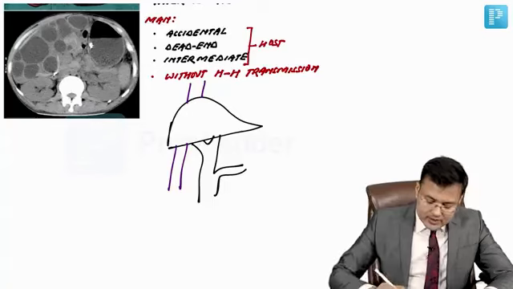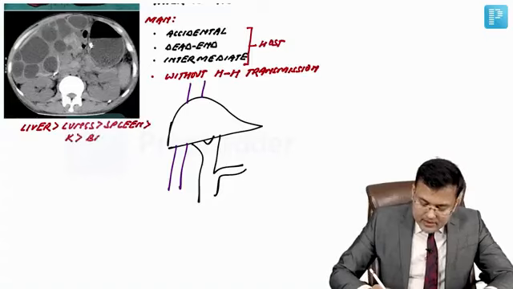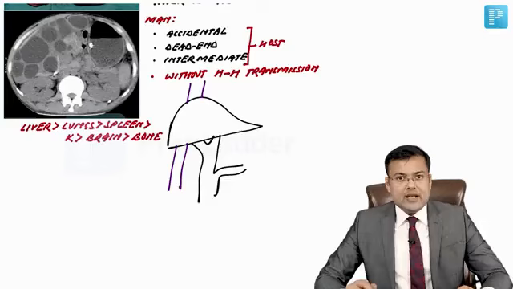So in hydatid cyst, the most common organ involved is liver, followed by lungs, followed by spleen, followed by kidney, followed by brain, followed by bone. Liver, lungs, spleen, kidney, brain, and bone.